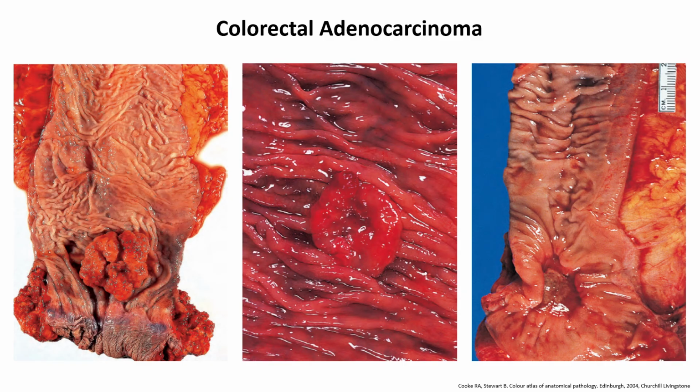In this slide, we can see the different gross appearances of colorectal adenocarcinoma. Here in the picture on the left, we can see a polypoid pattern of growth of a colorectal carcinoma. In the picture in the middle, we can also see a polypoid mass with central ulceration. And in the picture on the right, we can see an ulcerated tumor that is deeply penetrating.